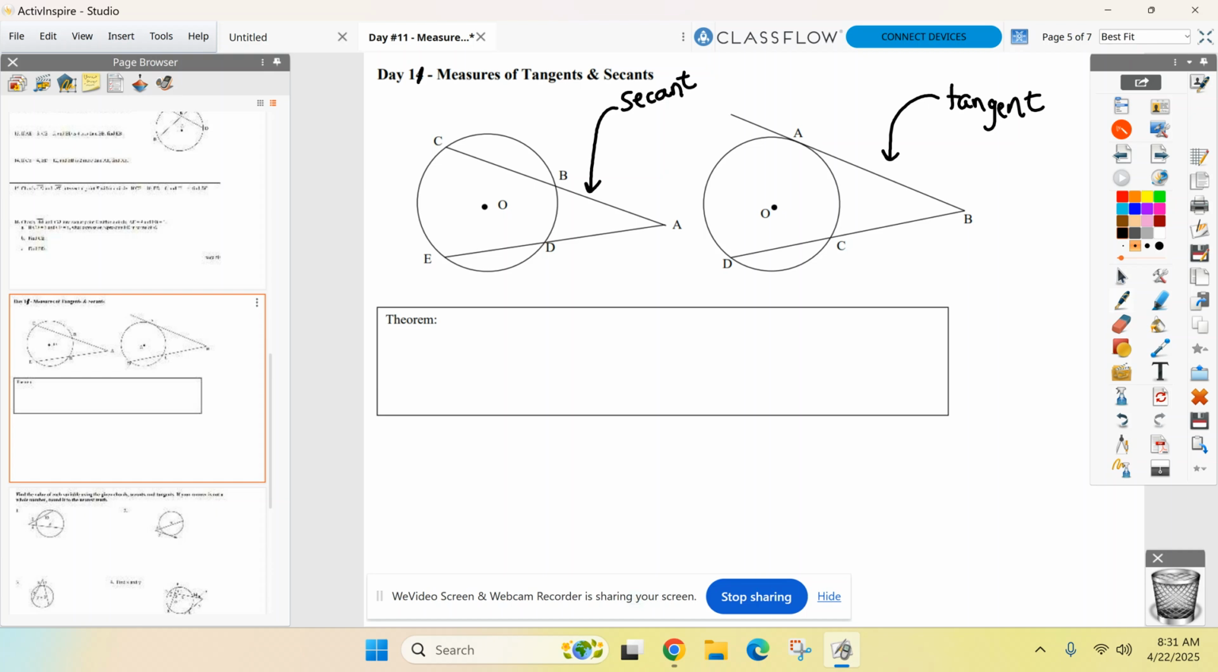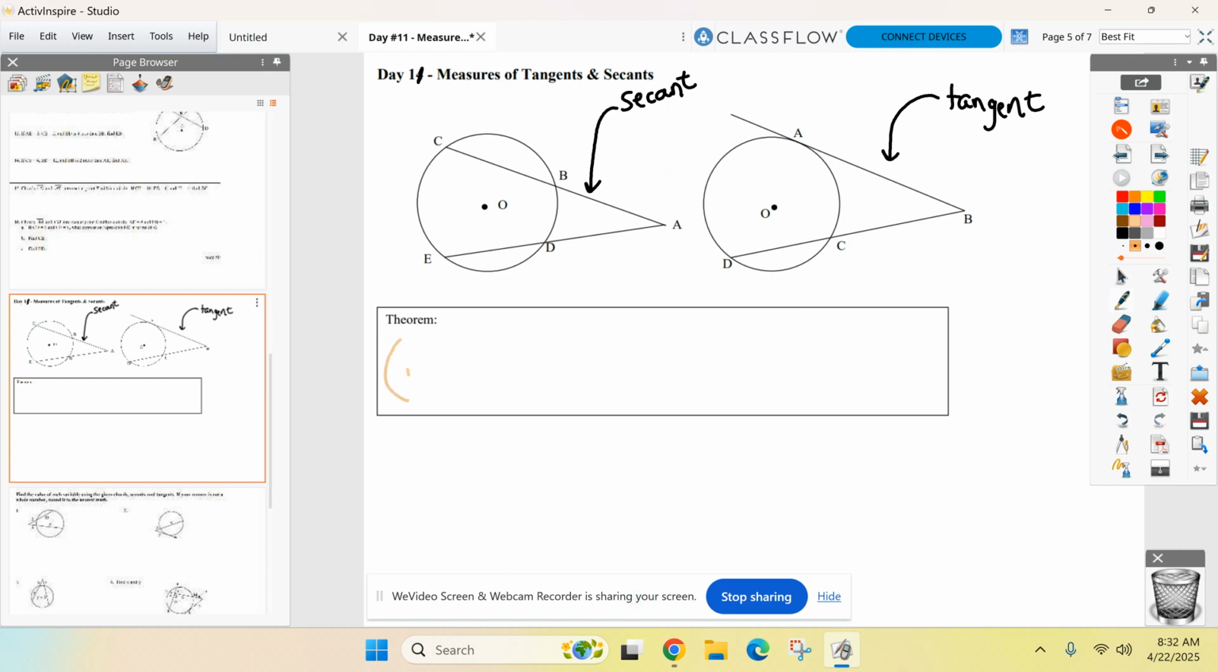I know your mind right now is, oh, I'll just do AB times BC equals AD times DE. That's not how that works for these. That's only for chords. All right, tangents and secants, here's the rule. And it's not even a formula I'm going to give you. It's a saying.